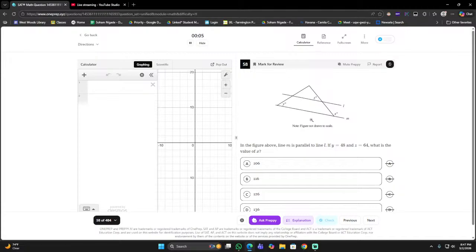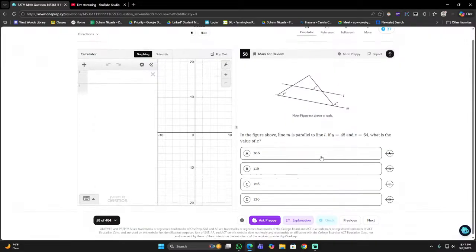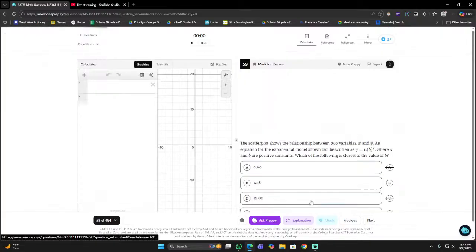Okay, we got this question. Line M is parallel to line L, so we know there's just some parallelism stuff going on. Y equals 48 degrees, Z equals 64. If you look at the alternate angles, this is 64, this is 64, this is 64. So we're solving for X, so it's X is 180 minus 64. This is a super free question, which is 116. This is all geometry, by the way.